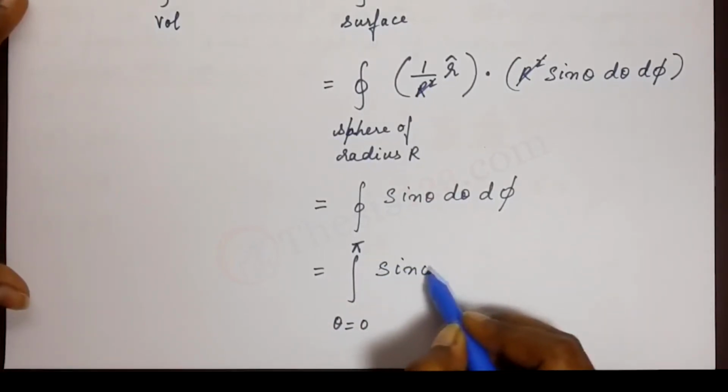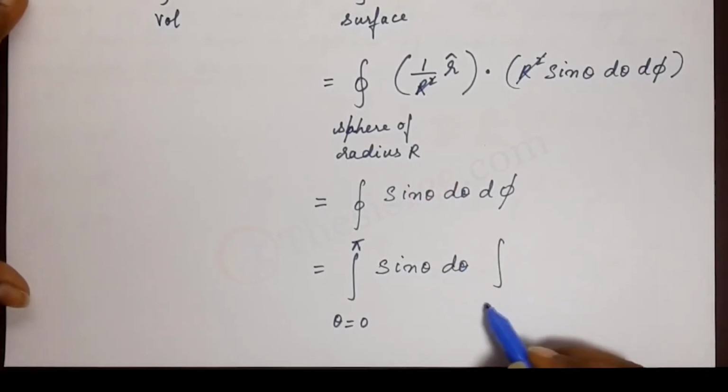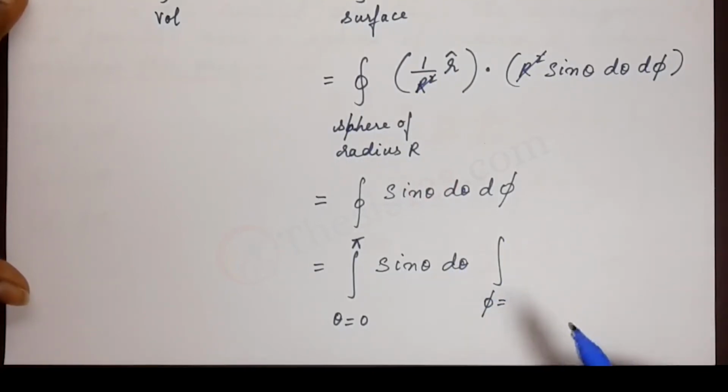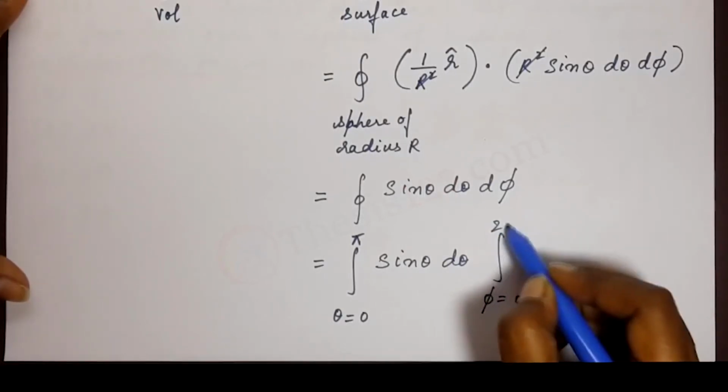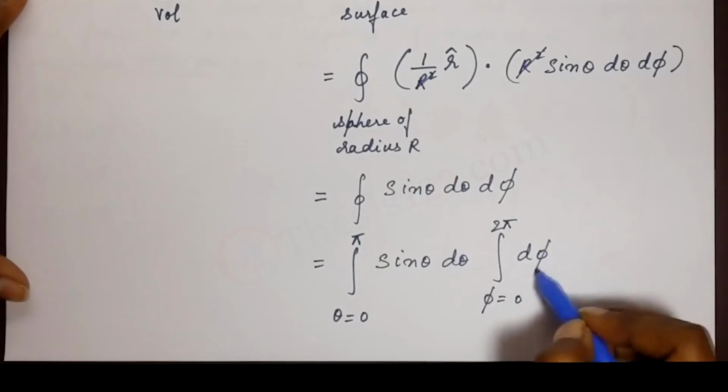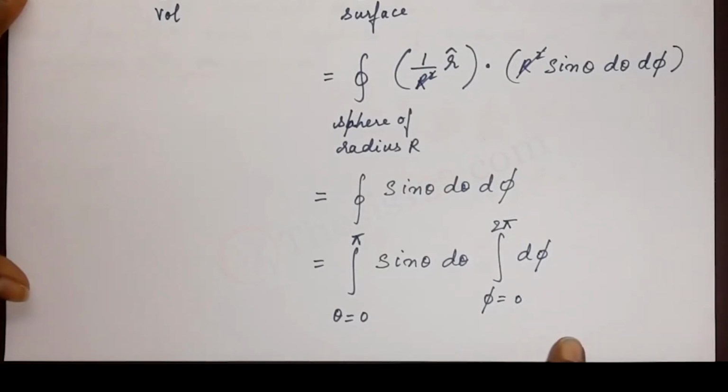Sine theta d theta. Integral of phi. Now phi represents all the 4 quadrants. So it's 0 to 2 pi d phi. So now this is our integral. If we solve this, we'll obtain minus cos theta from 0 to pi and phi from 0 to 2 pi. Now I'll work the rest out over here on this corner.